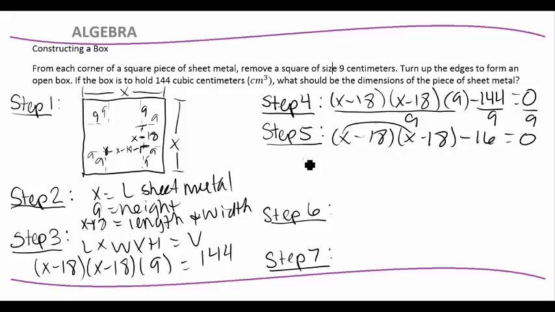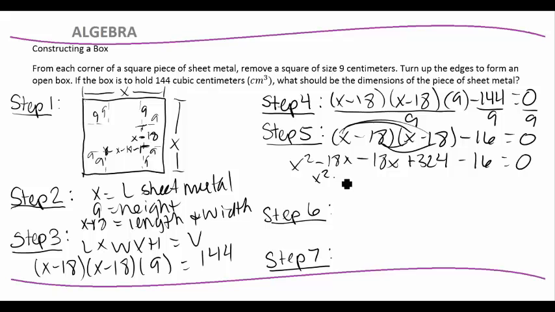X times X is X squared. X times negative 18 is negative 18X. Negative 18X again. And negative 18 times negative 18 is 324, minus 16 equals 0. Now let's combine like terms. So we're going to have X squared minus 36X. 324 minus 16 is plus 308 equals 0.